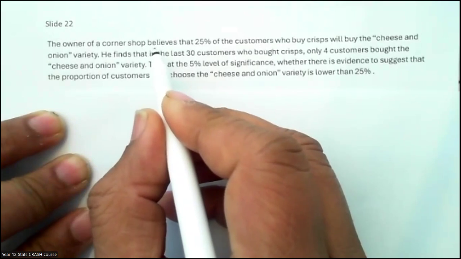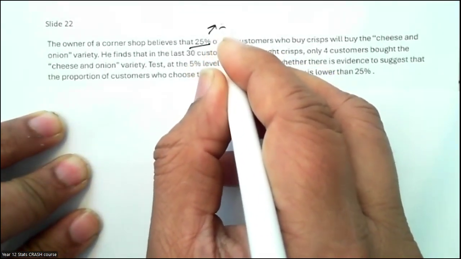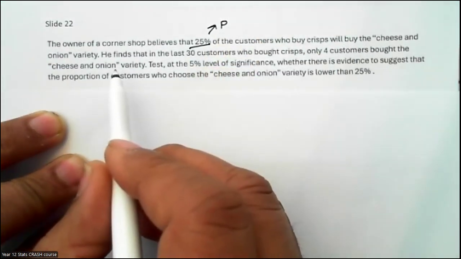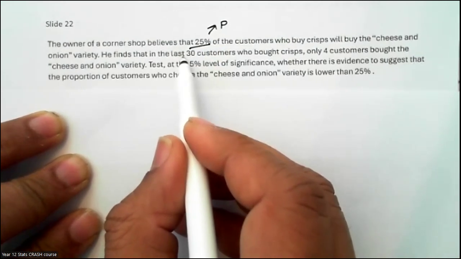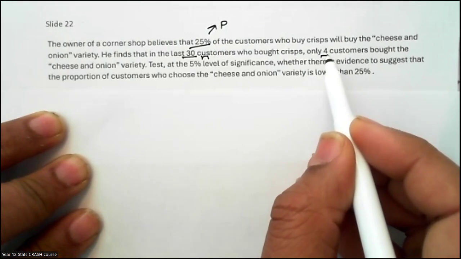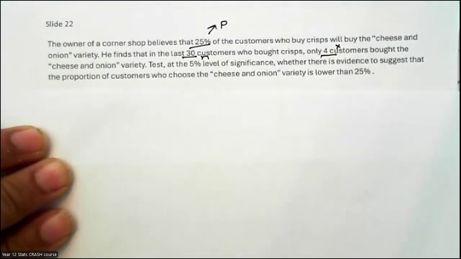A shop owner believes that 25% of the customers, this is the proportion or probability, will buy cheese and onion. He finds at least 30, last 30, that's your n, the sample size, and only 4 customers bought this, that is X. Okay, very important.